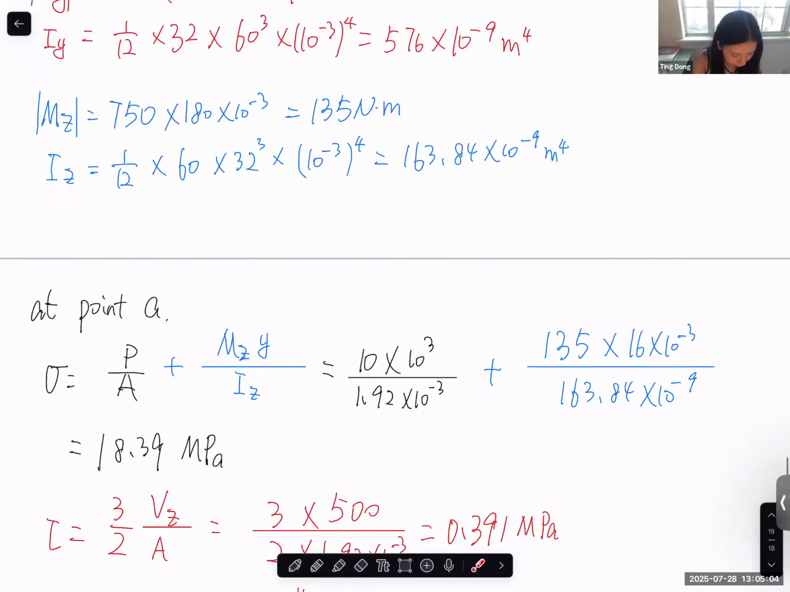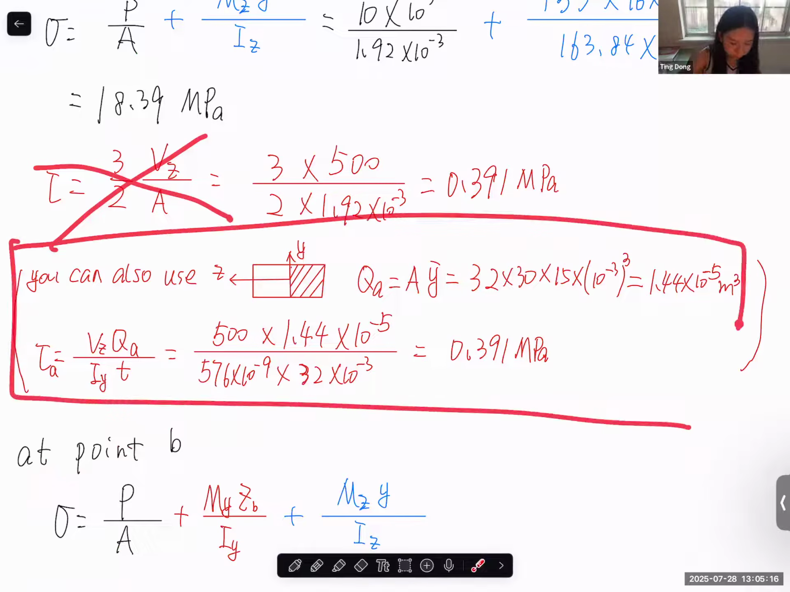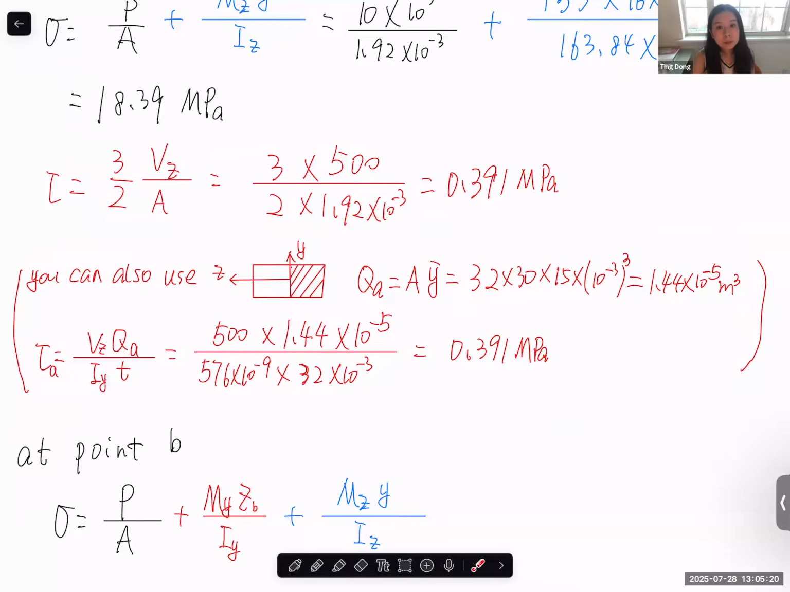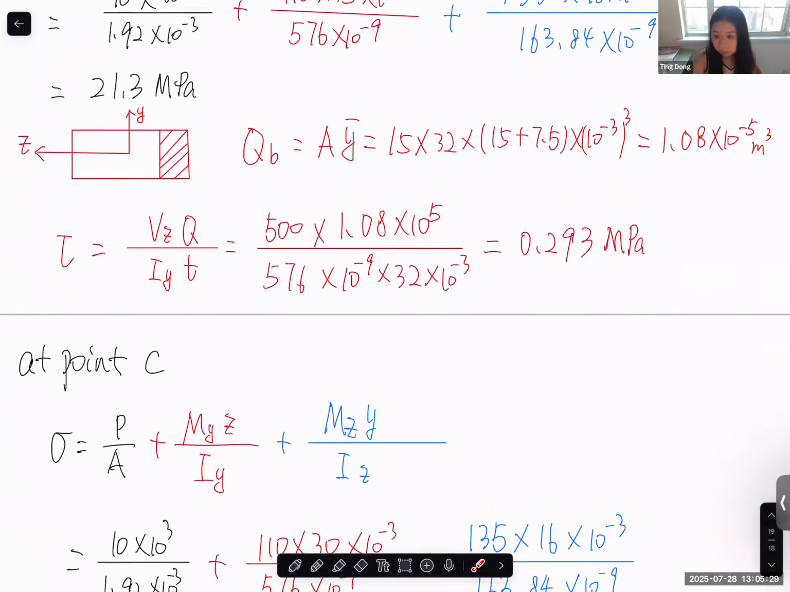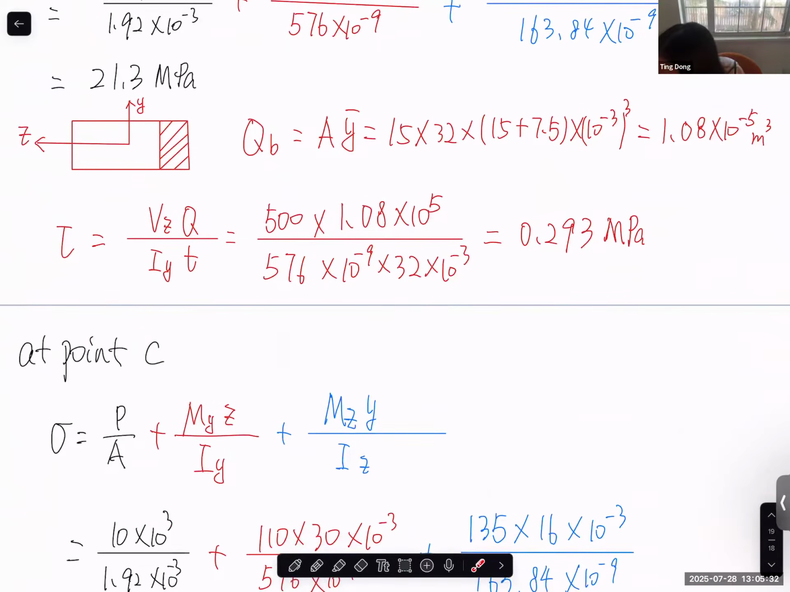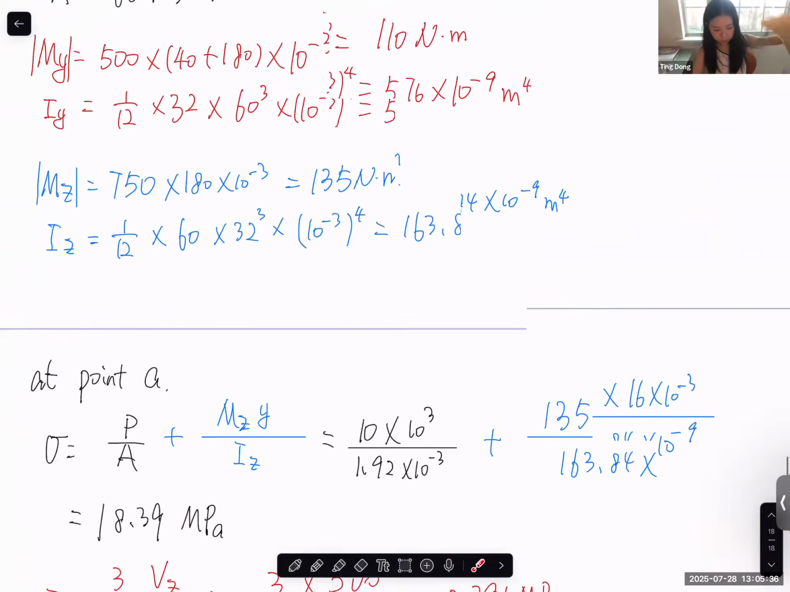I did the calculation here. Let's say you don't want to use the equation that I derived in class and want to calculate by yourself using the original equation VQ/It. So now this is the area for calculating Q. And this is 30. The neutral axis change, let me explain that one.